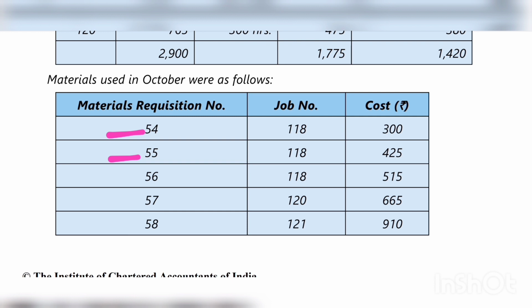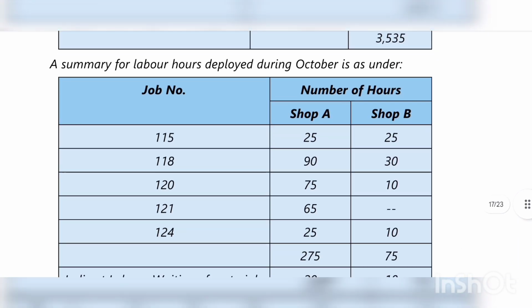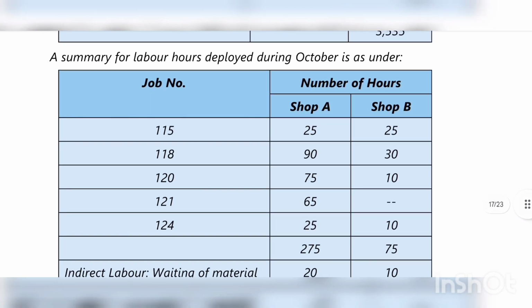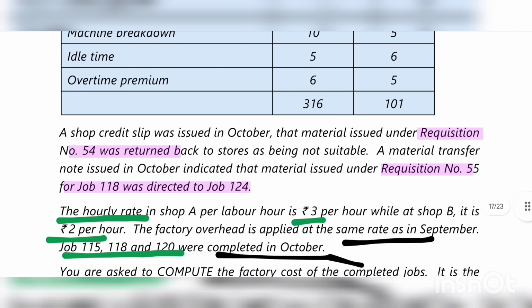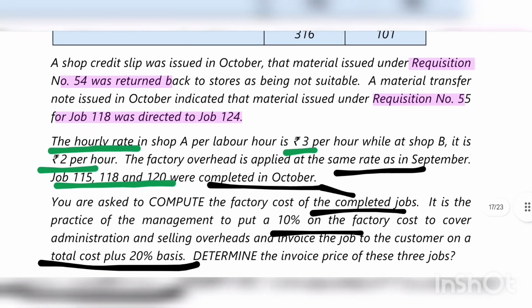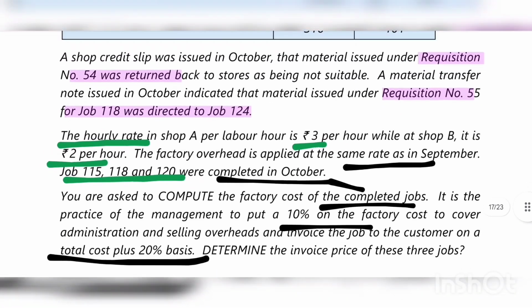Details are given, the requisition note numbers and for which job they are given and the cost, and after that a summary for direct labor deployed during October is as under. Number of labor hours incurred in shop A is given, and indirect labor hours and machine breakdown and some other information. And let's read this.